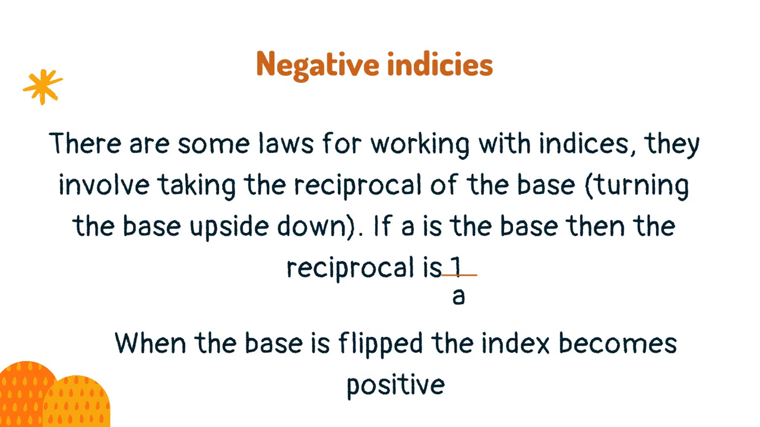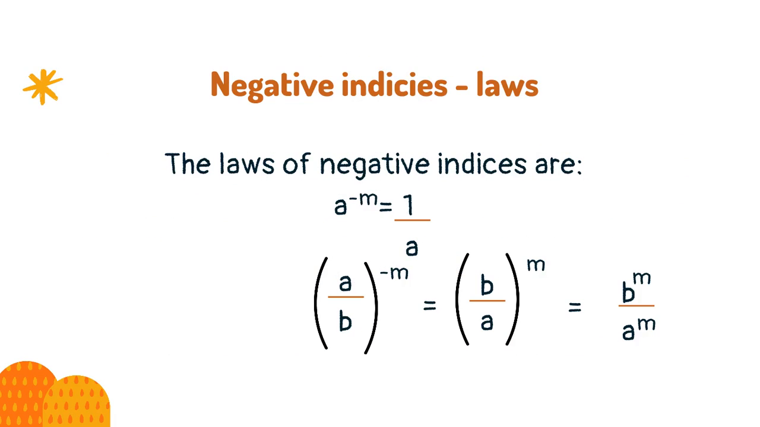There are some laws for working with negative indices. They involve taking the reciprocal of the base, turning the base upside down. If a is the base, then the reciprocal is 1 over a. When the base is flipped, the index becomes positive. Please note the laws of negative indices.